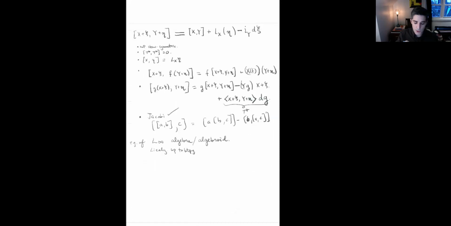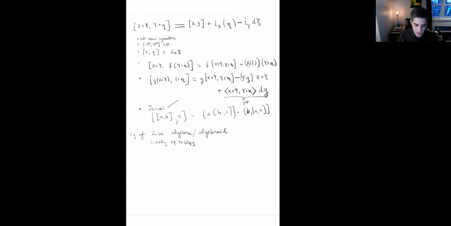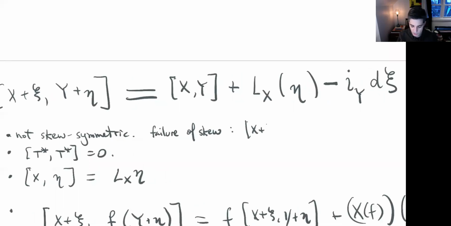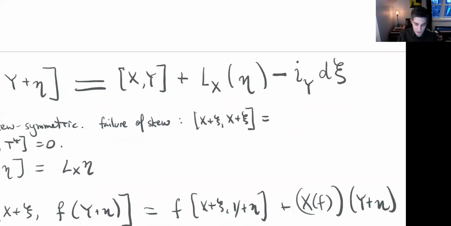Okay, and that's it. So we just require that, and maybe I should say, what's the failure of being skew? It's easy to check. You just take X plus ξ and you take the bracket with itself. Let's calculate that. You have the bracket of X with X, that's 0, the Lie bracket of X with itself. Then there's going to be the Lie derivative of ξ minus i_X dξ.